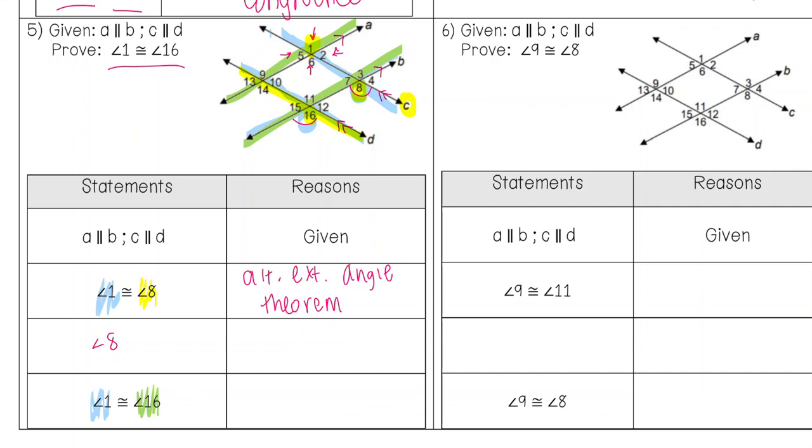So I can make the statement that angle 8 is congruent to angle 16 by the corresponding angles theorem. So then that allows us to jump down to that final line, stating that 1 is congruent to 16 because I've now connected 1, 8, and 16 as being congruent. So my final line can be proved using the transitive property.